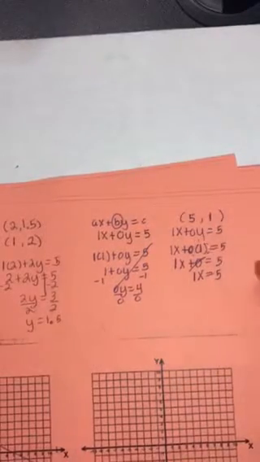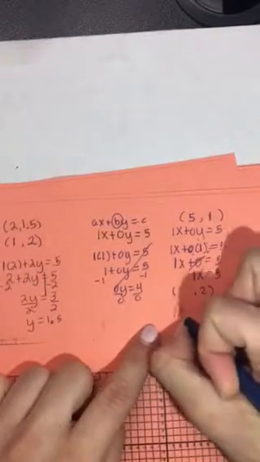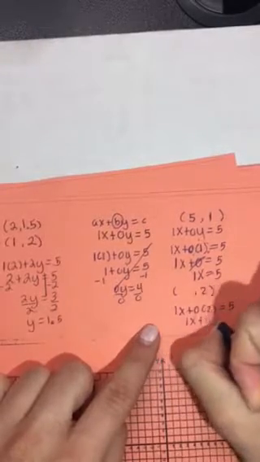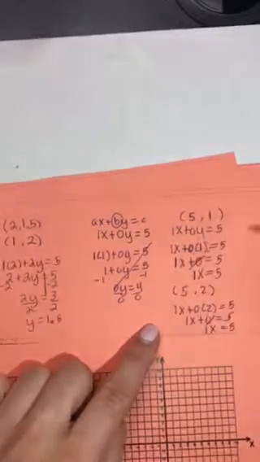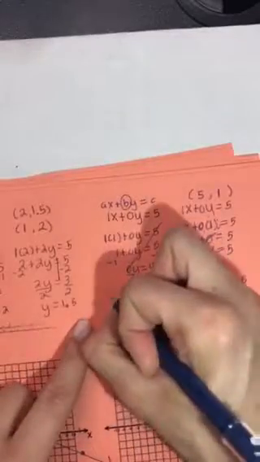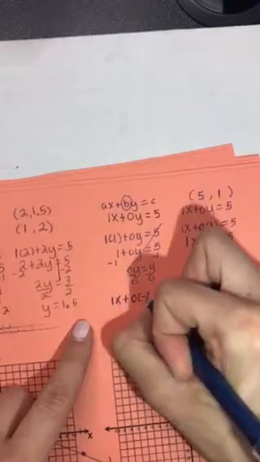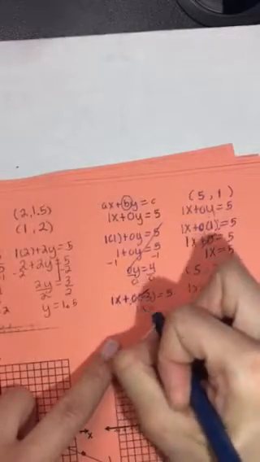Okay, so let's keep substituting for y. Let's put in 2. Put 2 in for y. We have 1x plus 0 times 2 equals 5. 1x plus 0 equals 5. Uh-oh. We got 5 again. So we have another point, (5, 2). Okay, I'm going to pick a negative number. Maybe something different will happen. I'm going to do 1x plus 0 times negative 3 equals 5. So I'm putting negative 3 in for y. 0 times negative 3 is 0. It happened again. That's gone.